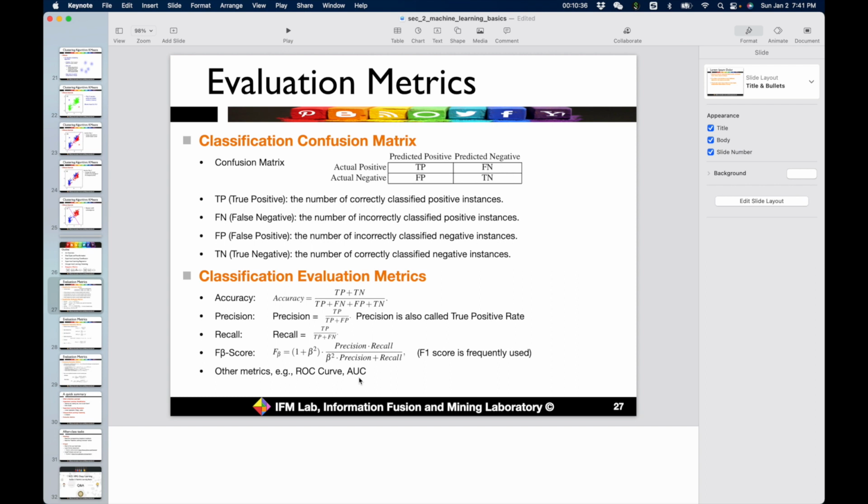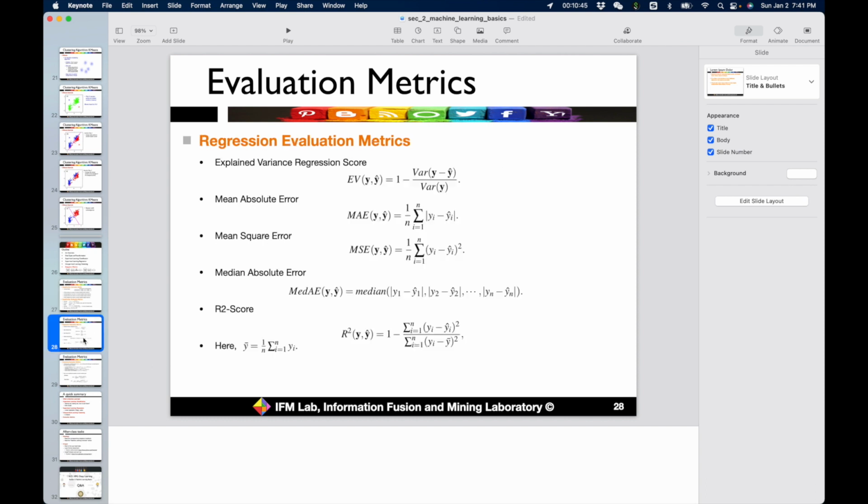And you can refer to some external resources for the definitions by yourself after class instead. Okay, this is about classification. How about regression?